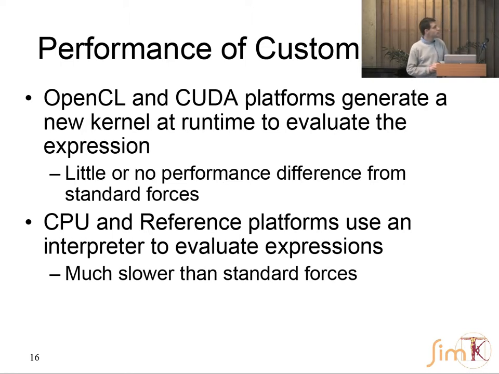Now, the CPU and reference platforms aren't able to do that. They have to use a little interpreter to evaluate your expressions, so the custom forces will be much slower than standard forces. Whether that's a problem depends entirely on what you're doing. Like a custom bond force or a custom external force, usually this isn't an issue, even though it's slower than a harmonic bond force would be. The bond forces are still so fast compared to the non-bonded forces. They usually just aren't the bottleneck, and so you don't have to worry about this.